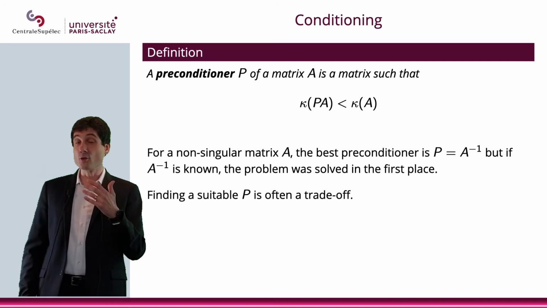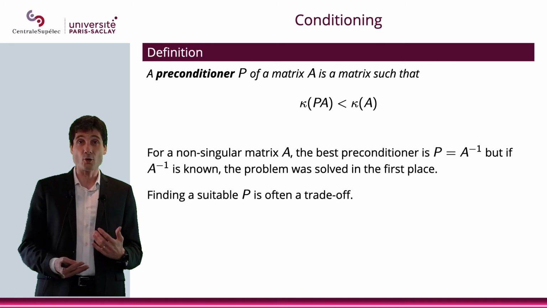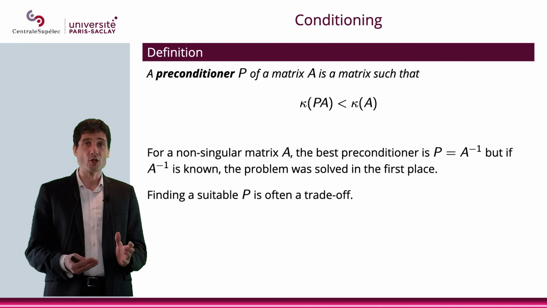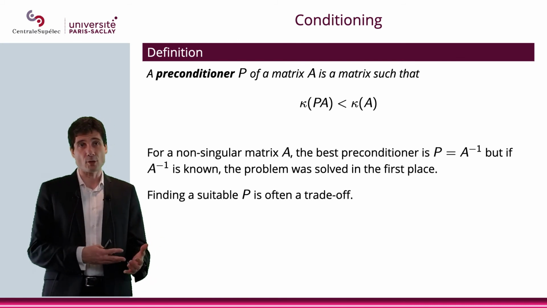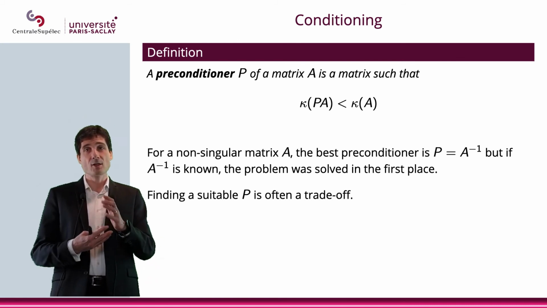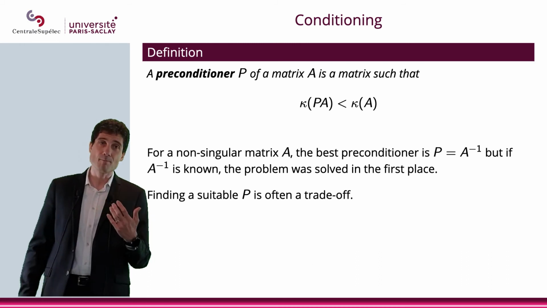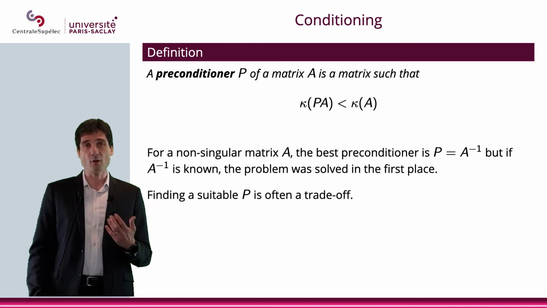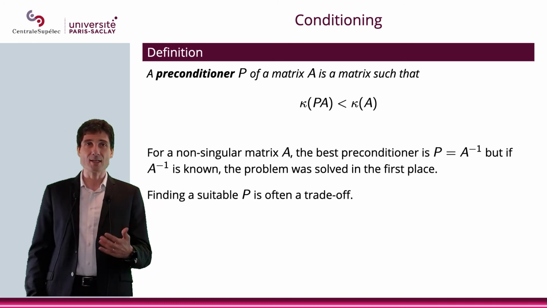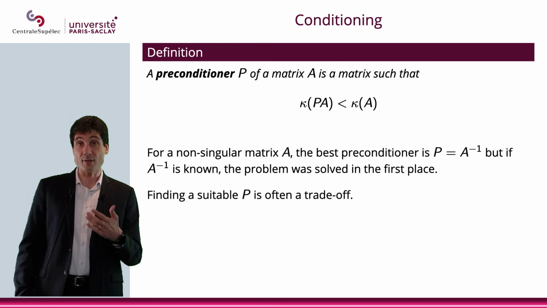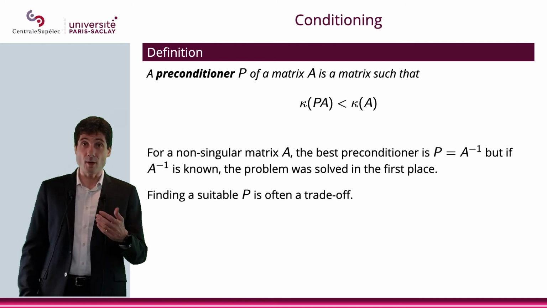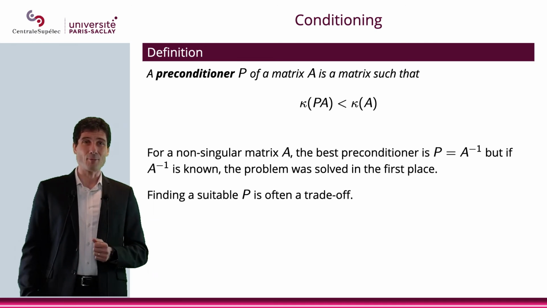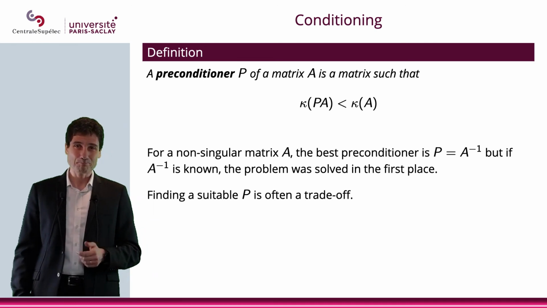So what you may have to do, or what you often want to do, is to try to find a P which is easy enough to compute and for which you can somehow get the condition number of PA to be smaller than the condition number of A. So that is called preconditioning, and that is often something that will appear when you are using numerical methods to find the approximation of the solutions to a PDE.